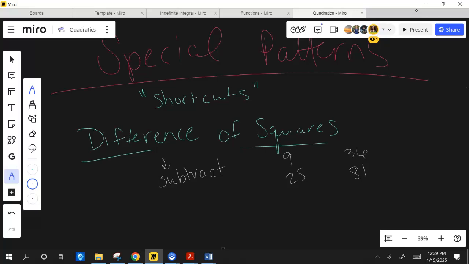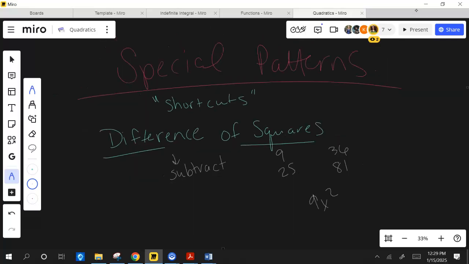Give me a perfect square with a variable. 9x squared. What else is a perfect square? 49x squared. What if I said y to the 4th? Is that a perfect square? Yes. Why? Because y squared times y squared is y to the 4th, and that's the definition of perfect square. Can we all recognize perfect squares? Okay.